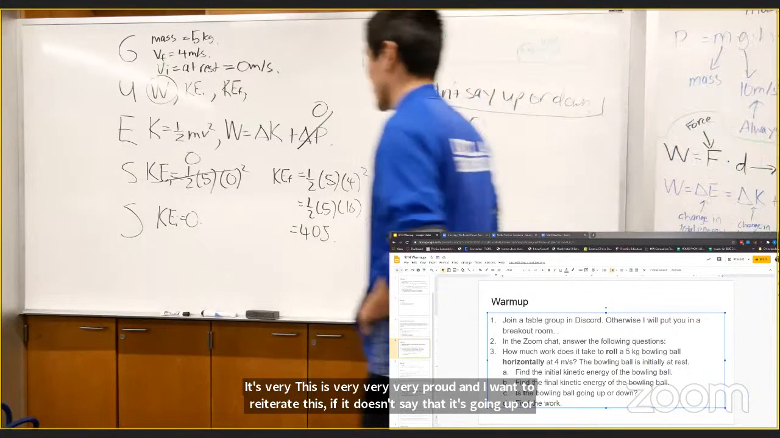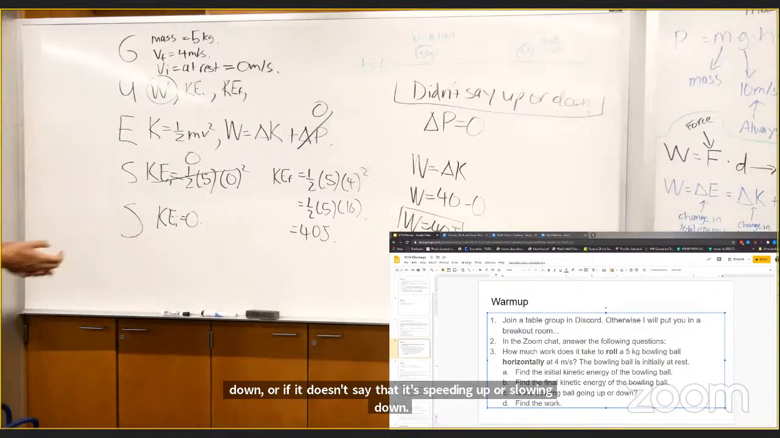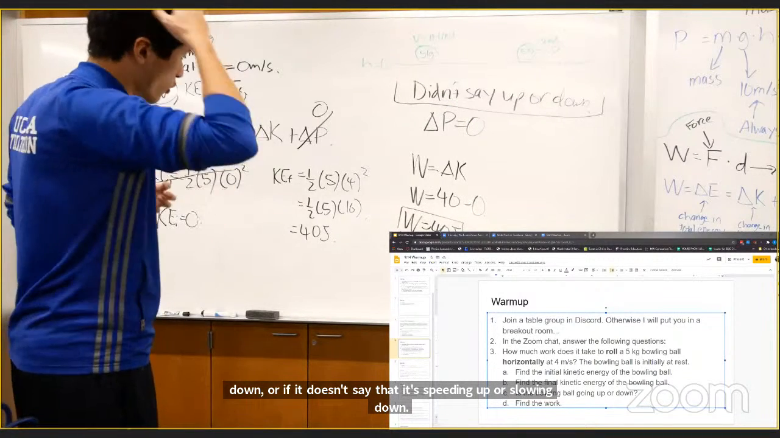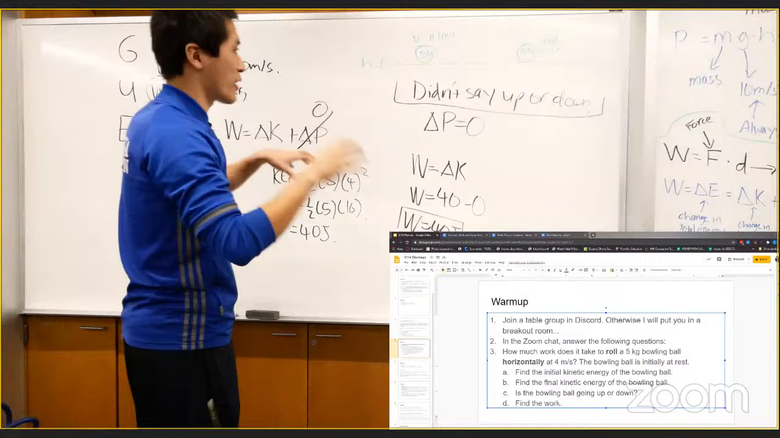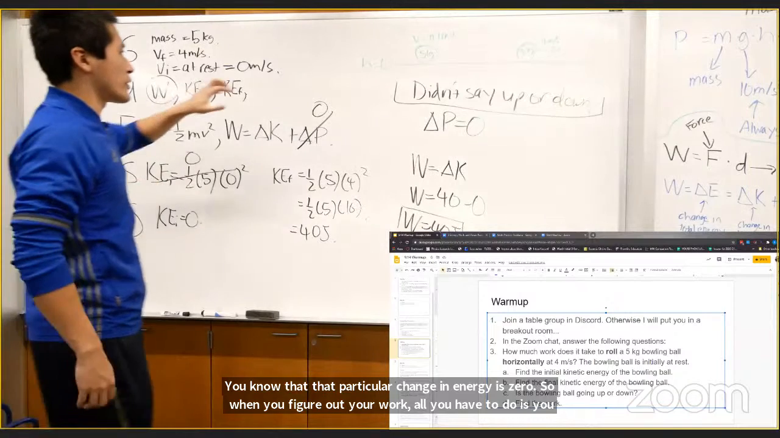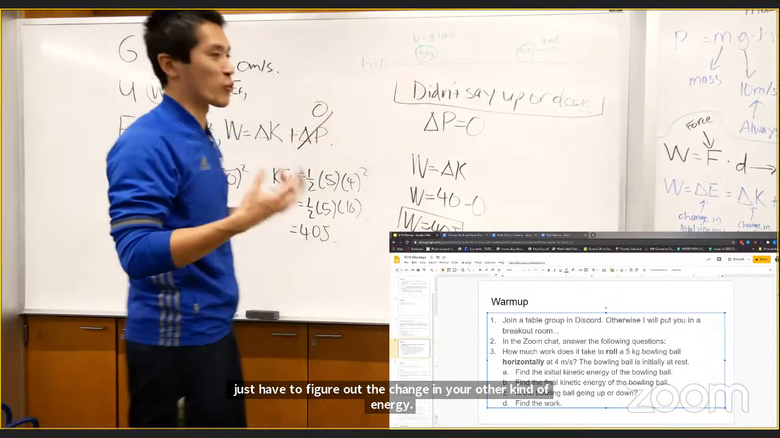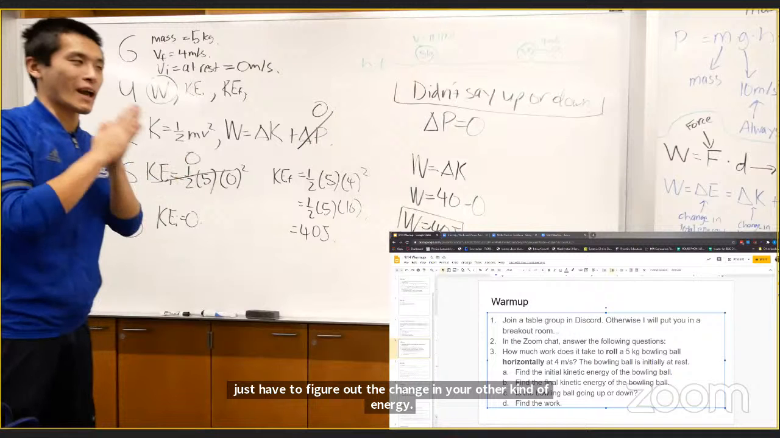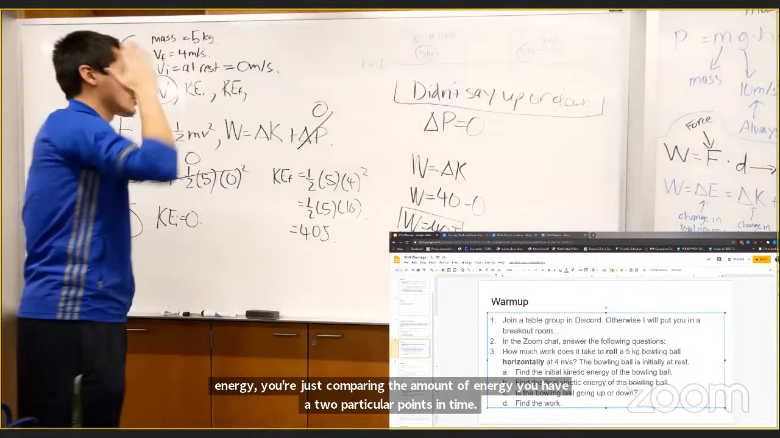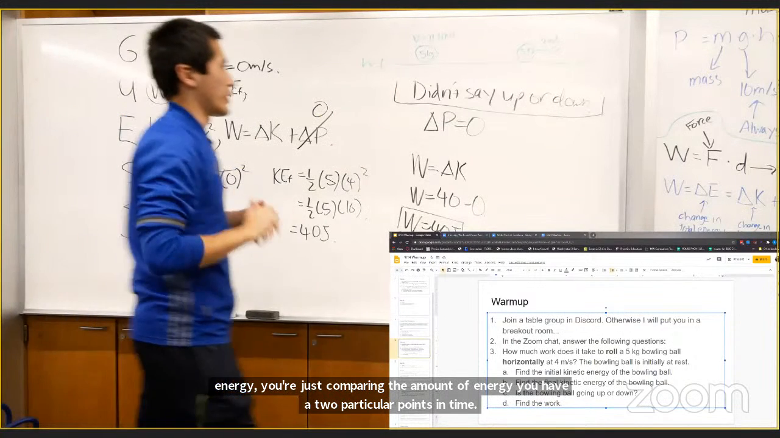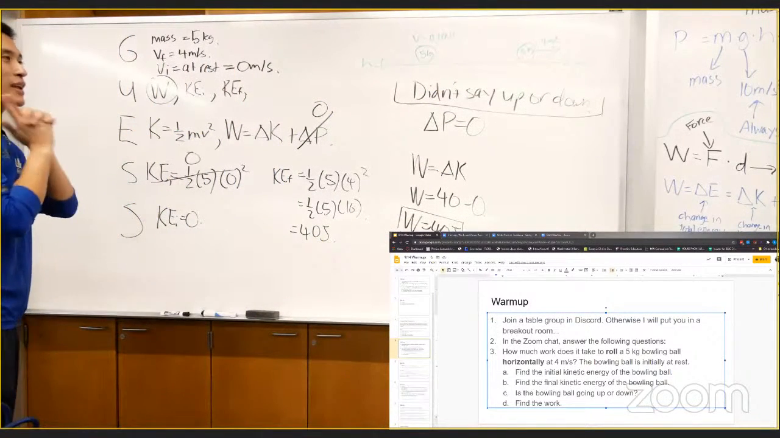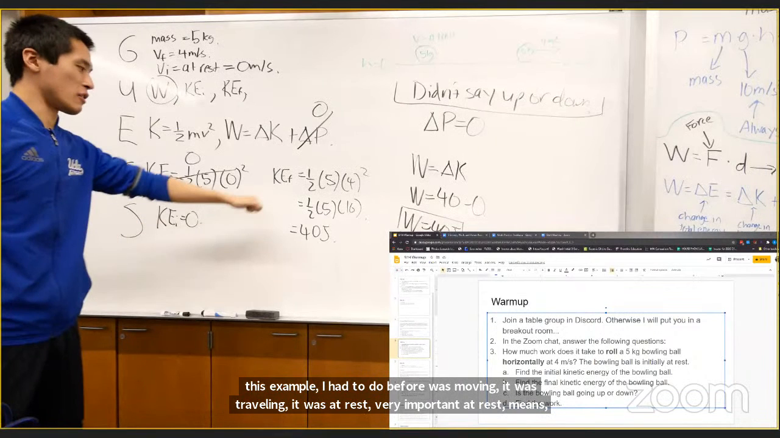Now, what does it mean to find the change in energy? You're just comparing the amount of energy you have at 2 particular points in time. In this example, I was comparing the 2 energies before and after the bowling ball was moving. Before it was moving, it was at rest. Very important: at rest means it is not moving. So if it's at rest in the beginning, it has 0 kinetic energy because it has 0 velocity. And it has 4 meters per second of velocity at the end, which means we can figure out the final kinetic energy using our kinetic energy formula.